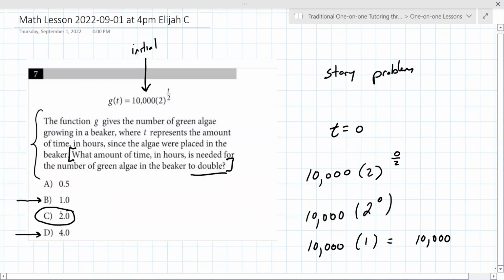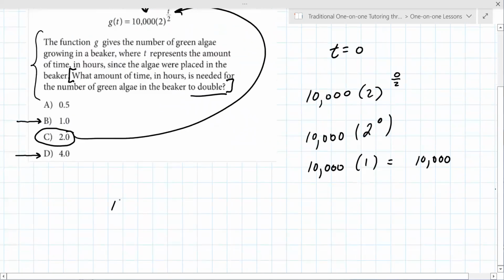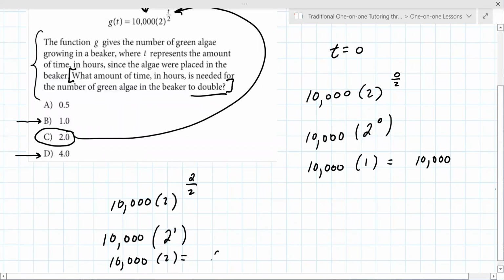Okay, so we're going to put 2 into this equation for t. Now, I don't normally like guessing answers, but we'll talk about why that might be a good strategy here. So 2 divided by 2, what is 2 divided by 2? 1. 2 to the 1 power is 2. 10,000 times 2 is 20,000. Is that what we want? Is that doubled? Yes.